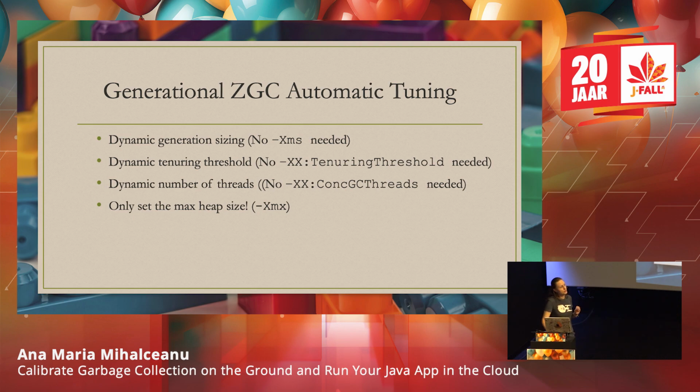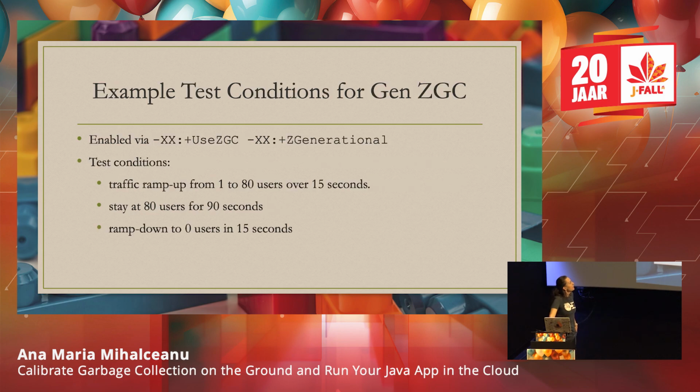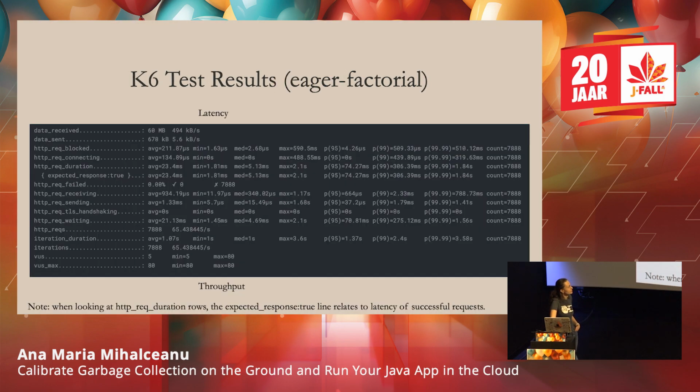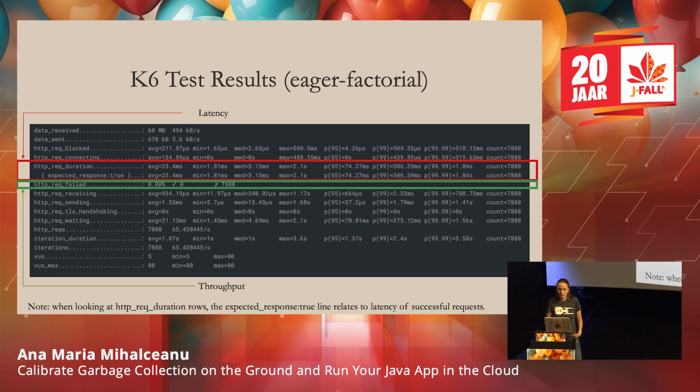However, this garbage collector works best with big heap sizes, like when your application is using a big heap size and not a smaller one. So again, let's go for the test conditions for this one. Set the flags. Now, just using the defaults for the eager factorial, I could see similar results as G1 GC and parallel. So I was not that impressed for the one that is performing mathematical operations.